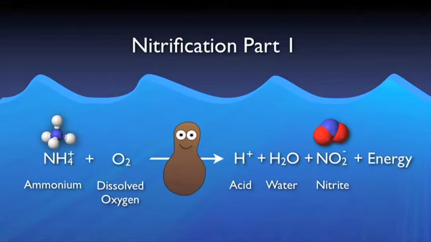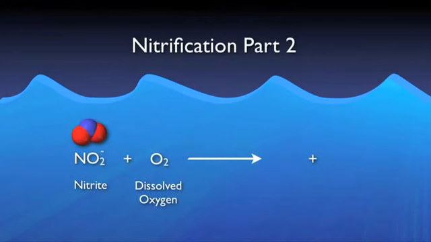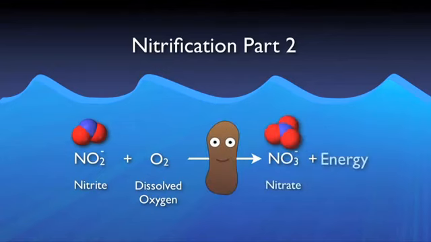The water produced is absorbed in the system, the nitrite moves on to the next step, and the energy is used by the bacteria to grow and multiply. The second step, for which a group of bugs known as nitrite oxidizers is largely responsible, takes that nitrite and more DO and converts it into nitrate and energy.